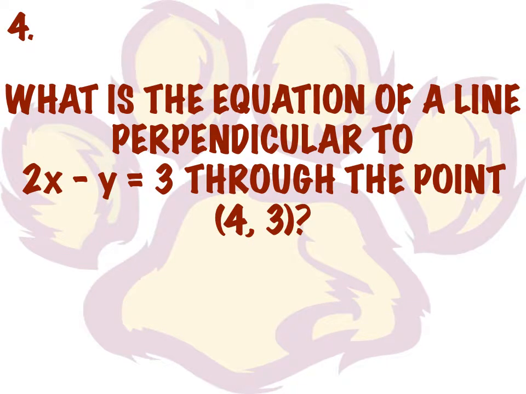Number 4. What is the equation of a line perpendicular to 2x minus y equals 3 and through the point (4, 3)?